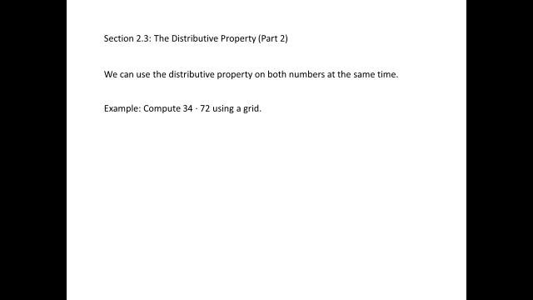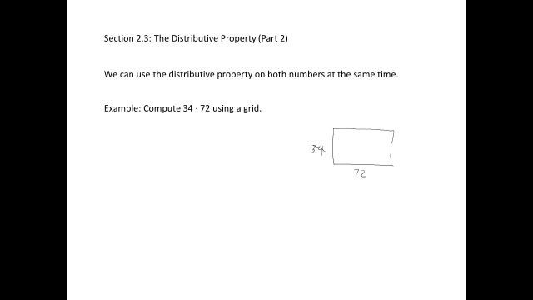Section 2.3, the distributive property, part 2. We can use the distributive property on both numbers at the same time. Example, compute 34 times 72 using a grid. So when we use a grid, we will have 34 times 72. And now the object is to break this up into parts that work well with each other.